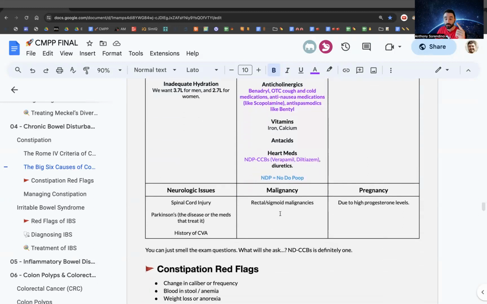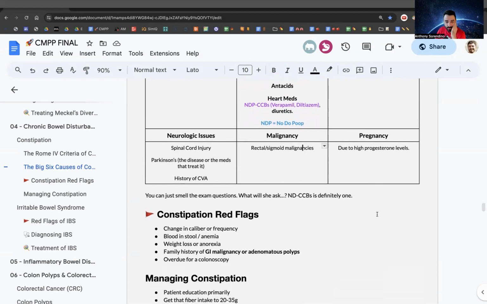Neurologic issues: spinal cord injury, Parkinson's, either from the disease itself or the meds for Parkinson's, because if they have tremors, you're going to give them something to slow them down, or a history of a CVA. Malignancy can cause it, and then pregnancy as well, just due to higher progesterone levels.